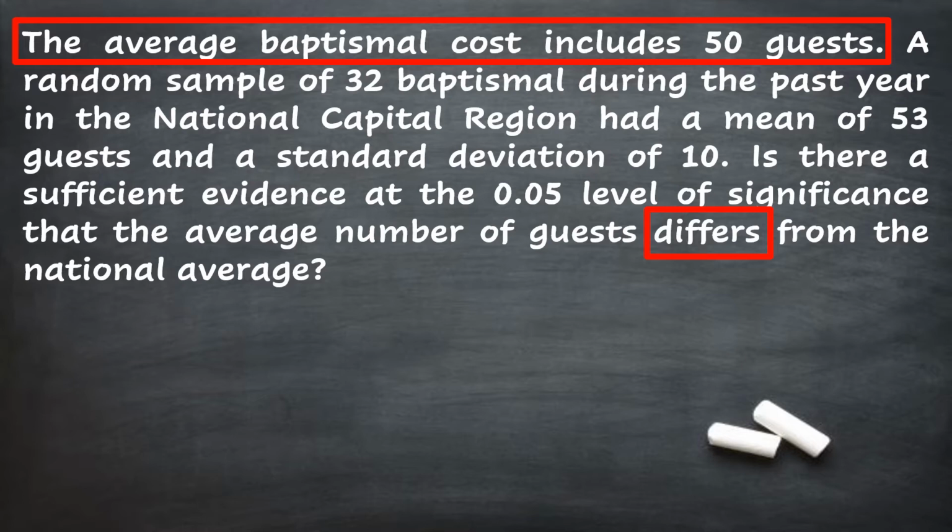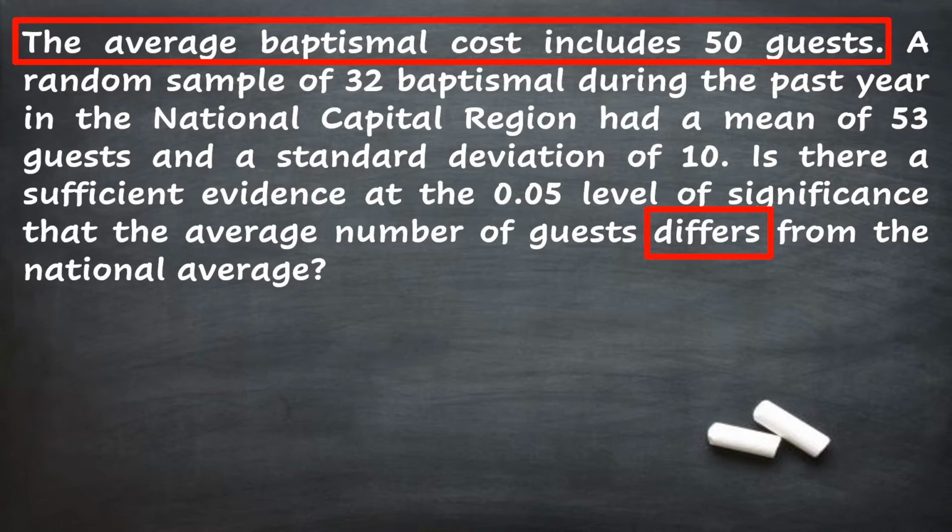Next, we try to read the question. Is there sufficient evidence at the 0.05 level of significance that the average number of guests differs from the national average? So we have the term differ. Going back to the common phrases that you will encounter in a word problem, differ is one of the clues or phrases you have to look for, because it will also be our hint in writing the null and alternative hypotheses. So we already have two: the first statement and the statement in the question part.